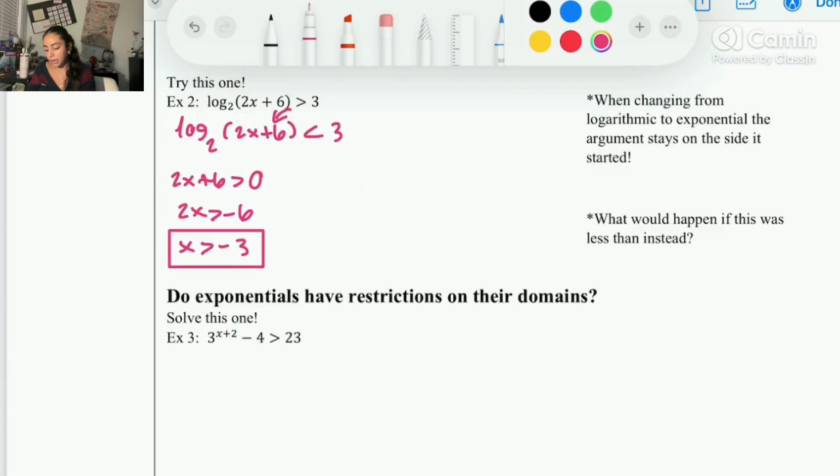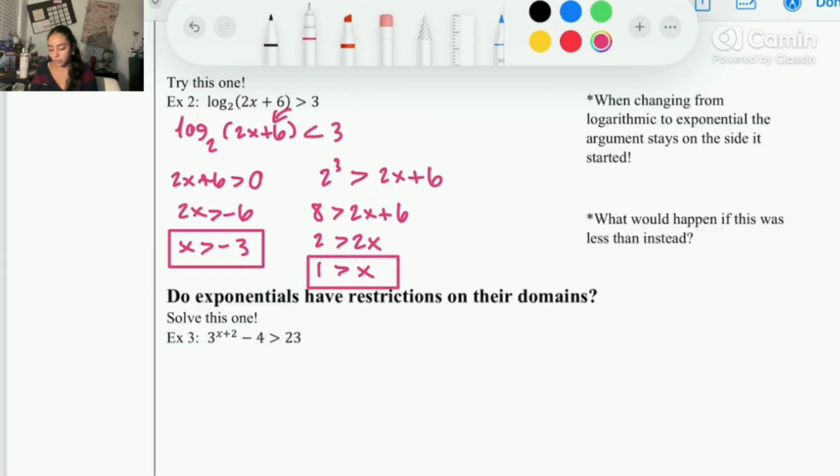Okay, but now 2 cubed is going to be greater than 2x plus 6 rather than less than. So 8 is greater than 2x plus 6, 2 is greater than 2x, so 1 is greater than x, rather than x being greater than 1. Okay, so that's our second inequality for this situation.